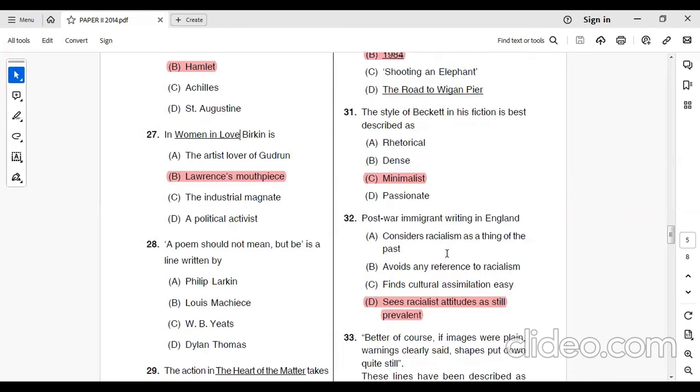Question number 32. Post-war immigrant writing in England. Answer is here. They see racialist attitudes as still prevalent. So among the best post-war British authors, we find the Welsh poet Dylan Thomas, and the Irish expatriate novelist and playwright Samuel Beckett. So the post-war immigrant writers in England are Dylan Thomas and Samuel Beckett.